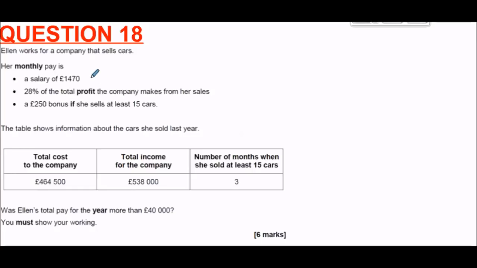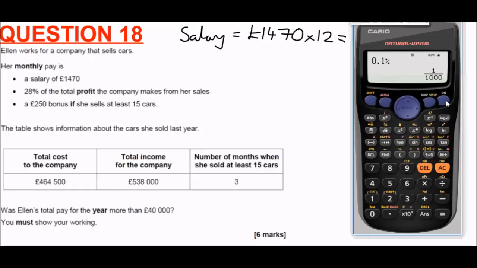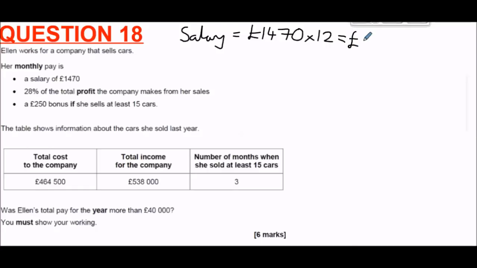So her salary is £1,470 a month. Well, there's 12 months in a year, and so what we need to do is multiply this by 12. So the salary is going to be 1,470 multiplied by 12. So I may as well use a calculator for this one. 1470 times 12. 17,640. So it's £17,640 a year.